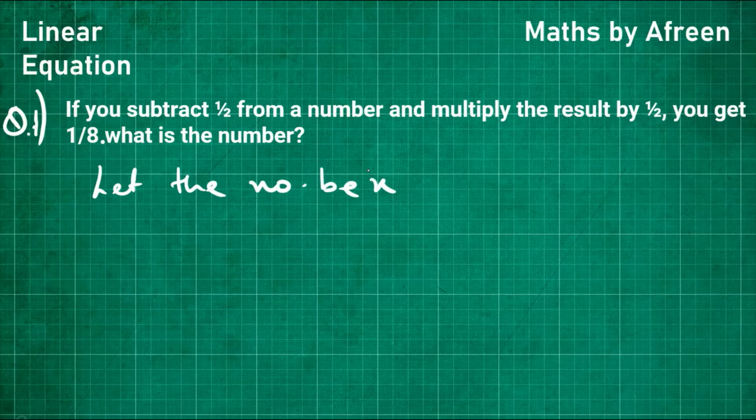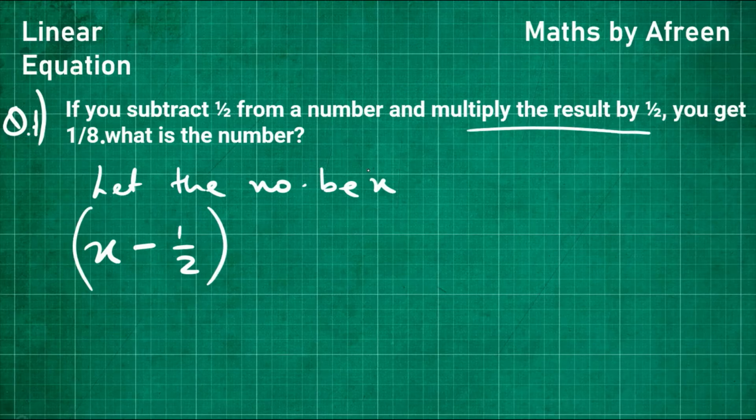Now we will do as they are saying. They are saying if you subtract 1 by 2 from a number, our number is x, so subtract 1 by 2 from this x, and after subtracting, multiply the result by 1 by 2. That means we will multiply this result by 1 by 2, and after doing this we will get 1 by 8. So like this we will form our equation.